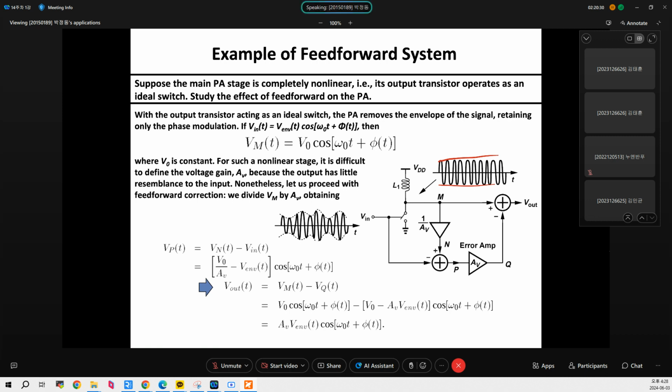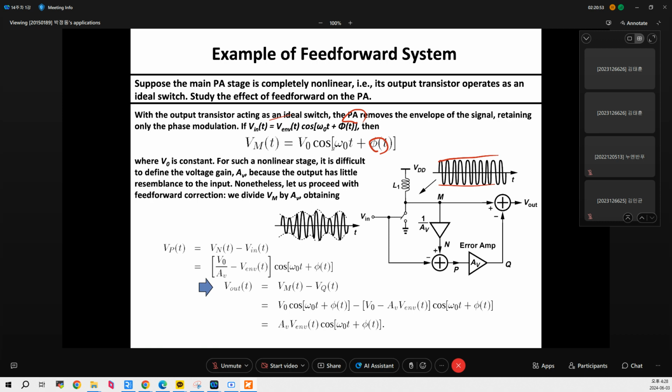Okay. So this is a very interesting dialect. Okay, so let's say the output transistor is acting as an ideal switch. Then the power amplifier removes the envelope of the signal, right? So retaining only phase modulation.